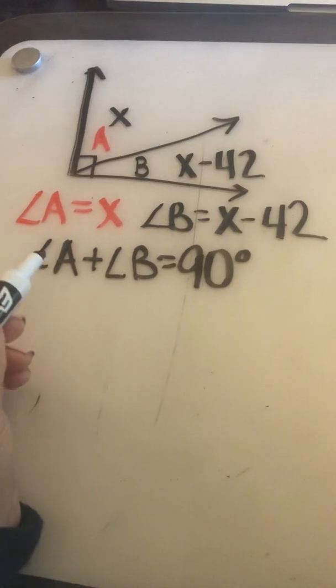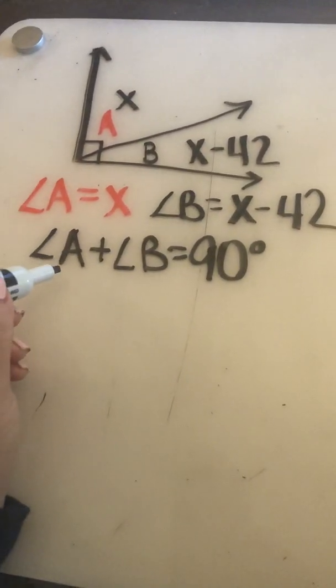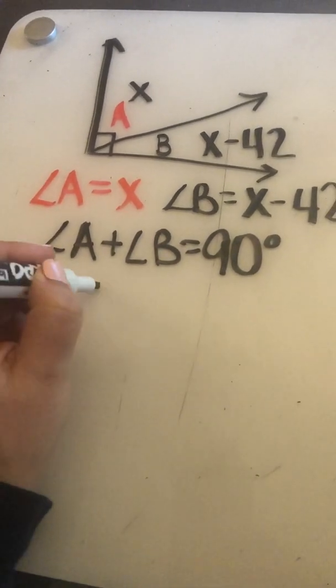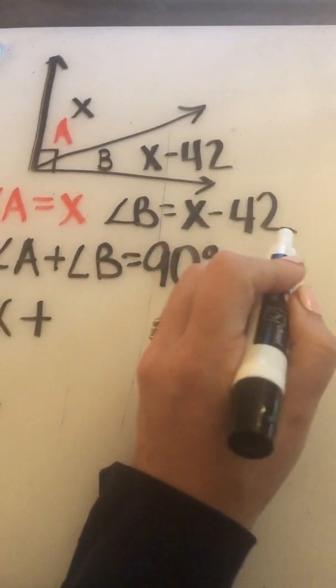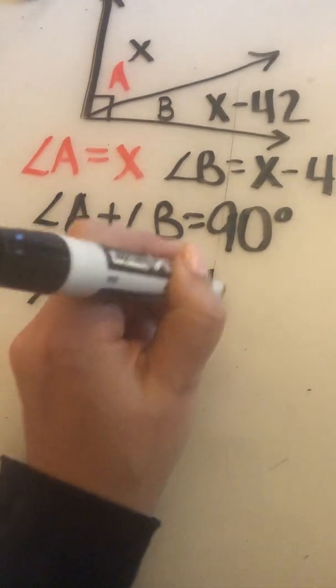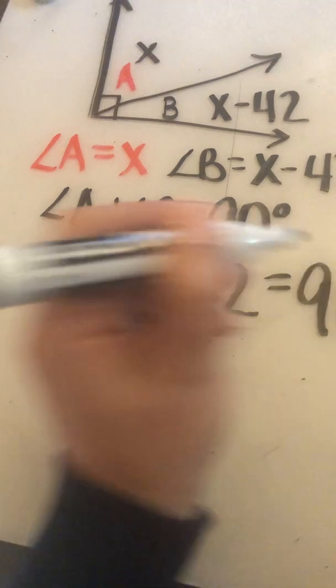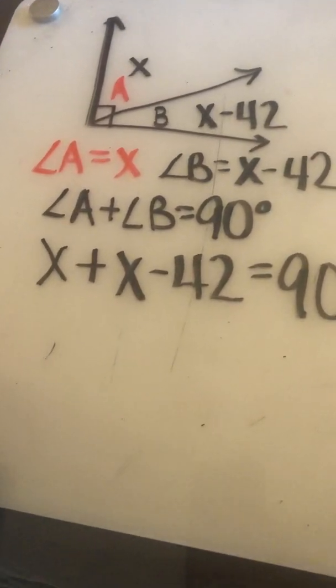And since I know what A is and what B is, let's plug them in. So A is equal to X. So I'm going to write X plus angle B, which is X minus 42, and then equals 90. When the two of them are together, they equal the 90 degrees. And now we're going to solve our equation like we did before.